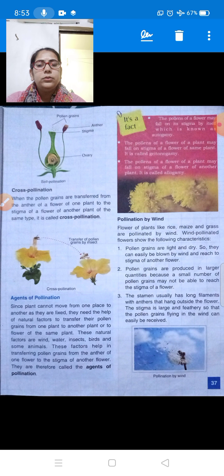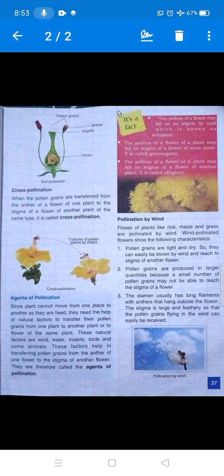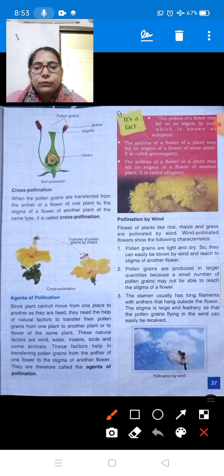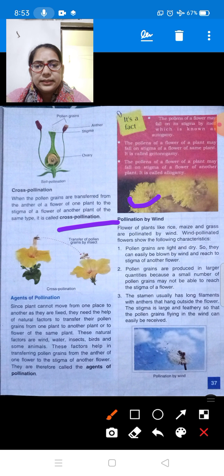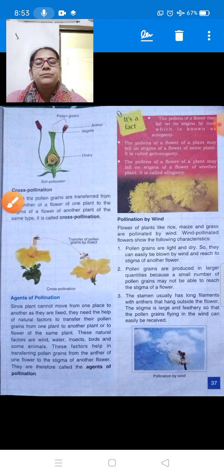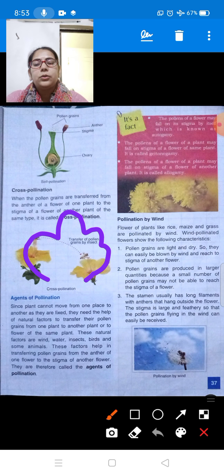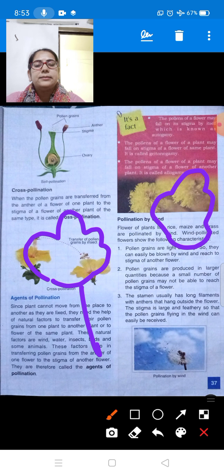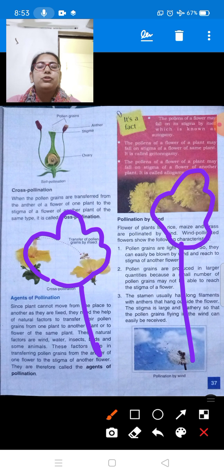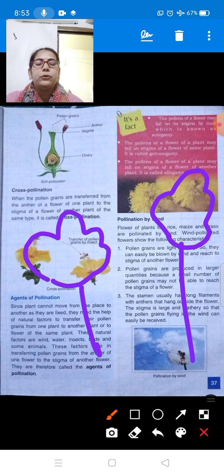Now cross pollination. What is cross pollination? When the pollen grains are transferred from the anther of a flower of one plant to the stigma of a flower of another plant of the same type, this is called cross pollination. Suppose this is a mango plant, and this is also a mango plant. Both plants should be of the same type, both mango or both grapes.